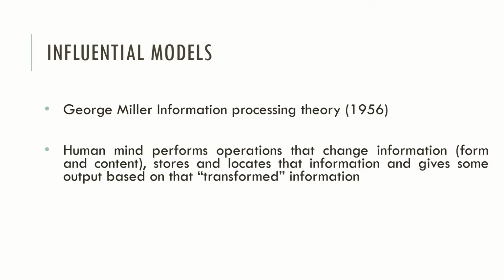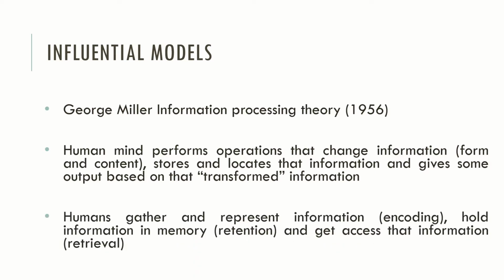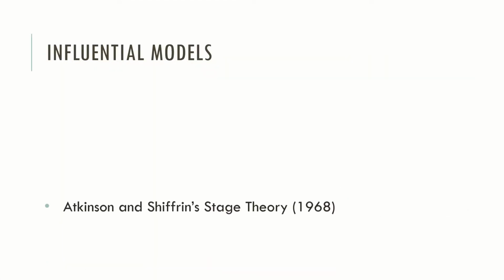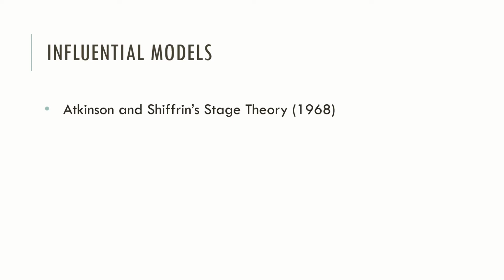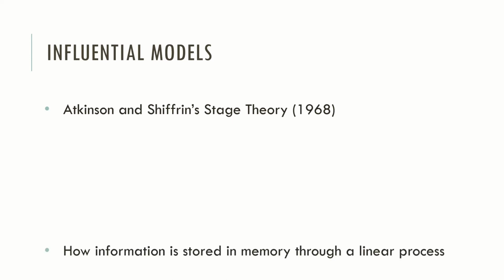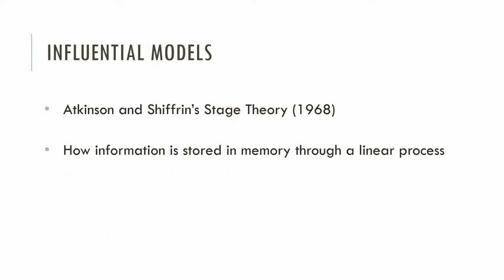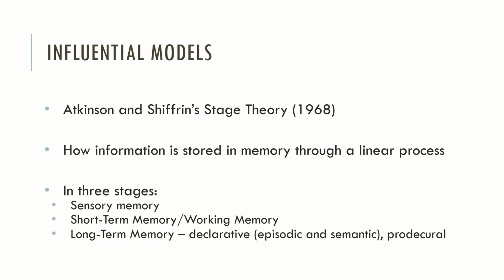So humans gather and represent information, we are talking about the encoding process, and hold information in memory, which may be called the retention process, and get access to that information, which can be defined as the retrieval process of that information. So, Atkinson and Shiffrin also developed the stage theory, which described how information is stored in memory through a linear process. They stated that this process has three stages.